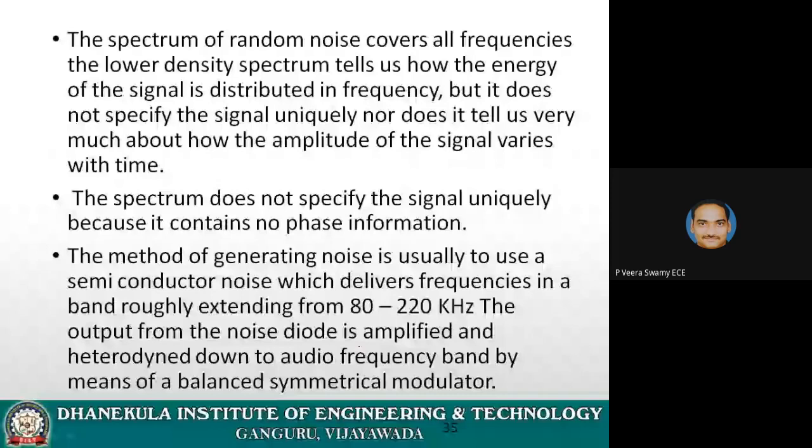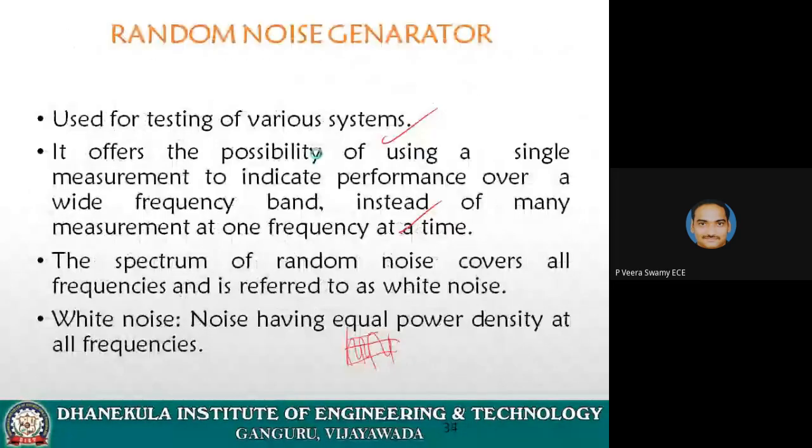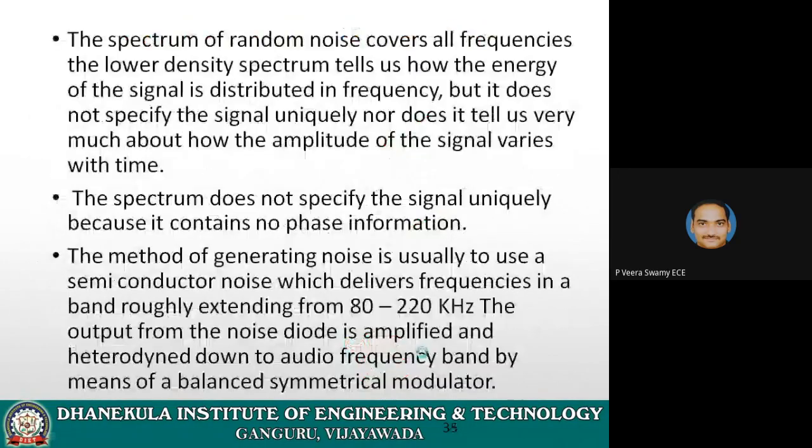Next point, the spectrum does not specify the signal uniquely because it contains no phase information. So that means here we are specifying only the voltage and frequency of the signals. The frequencies are all at 0 degrees and there is no variation in the phases of the noise. Here we have all the frequencies with 0 or 360 degrees only. That means we are not mentioning any phase variations of the signal. For all those frequencies there is no phase information, which means there is no phase variation.